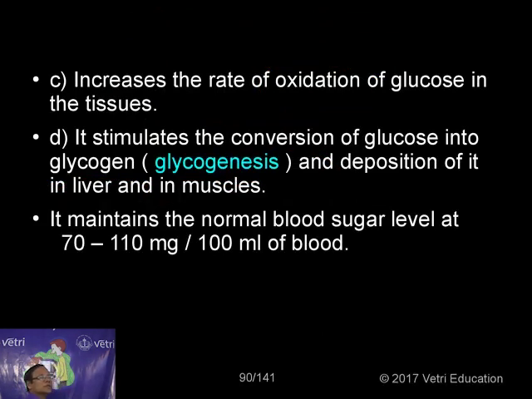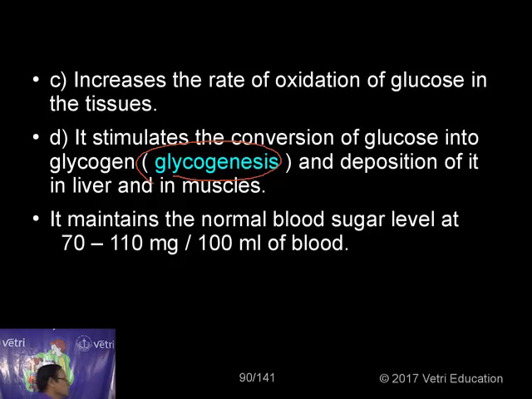Not only that, it also increases the uptake of glucose and increases the rate of oxidation of glucose in the tissues. When the cells are ready to take glucose from the blood, the uptake increases, so more oxidation occurs in the tissues. It also stimulates the conversion of glucose into glycogen to be stored in the liver and muscles, which is called glycogenesis, as I mentioned in the beginning. So, to maintain a normal blood sugar level, all these events are brought about by insulin.